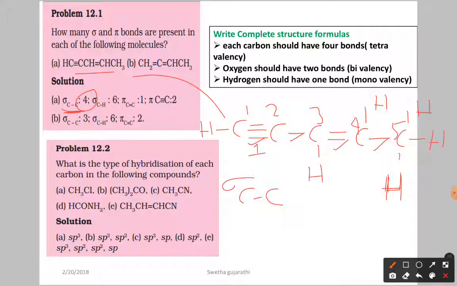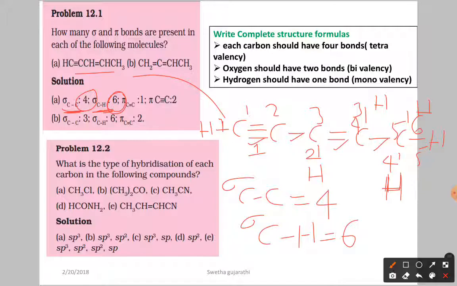Now let us see the sigma bonds between carbon and hydrogen, the C-H sigma bonds. Okay, this is the first one, second carbon hydrogen sigma bond, this is the third one, fourth, fifth, sixth. So how many are there? We have 6 carbon hydrogen sigma bonds. Now carbon carbon sigma bonds, 4 are there.